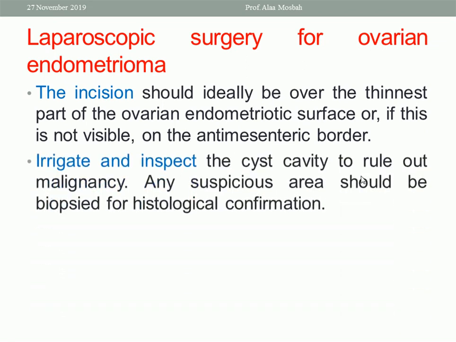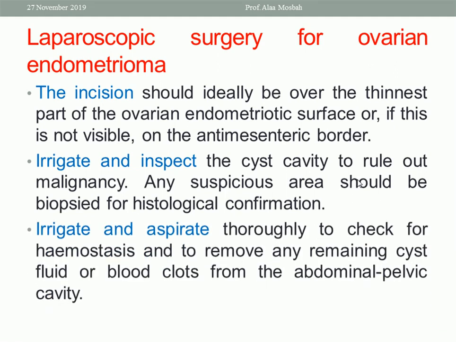Irrigate and inspect the cyst cavity to rule out malignancy. Any suspicious area should be biopsied for histological confirmation. Irrigate and aspirate thoroughly to check for hemostasis and to remove any remaining cyst fluid or blood clots from the abdominal pelvic cavity. Of course, we are trying to prevent occurrence of adhesions or infection.